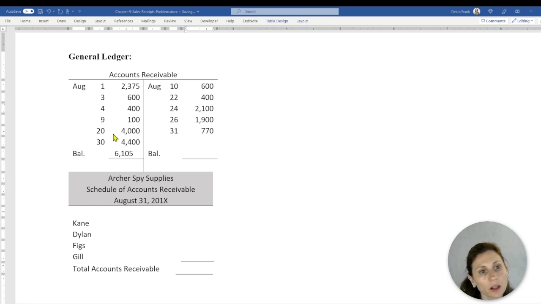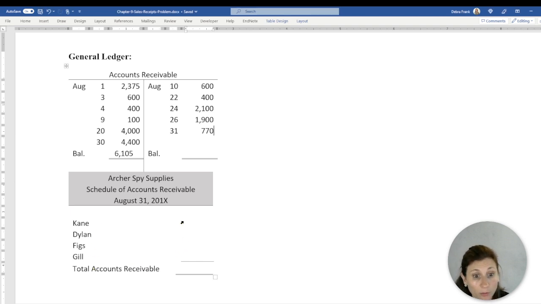All right, so here they all are. They're all entered in, and I added up my debit side, and then I subtracted my credit side, got a remaining debit balance. That makes sense because accounts receivable is an asset. It should have a normal debit balance, and so that balance is 6,105. That should be all four individuals added up as well.